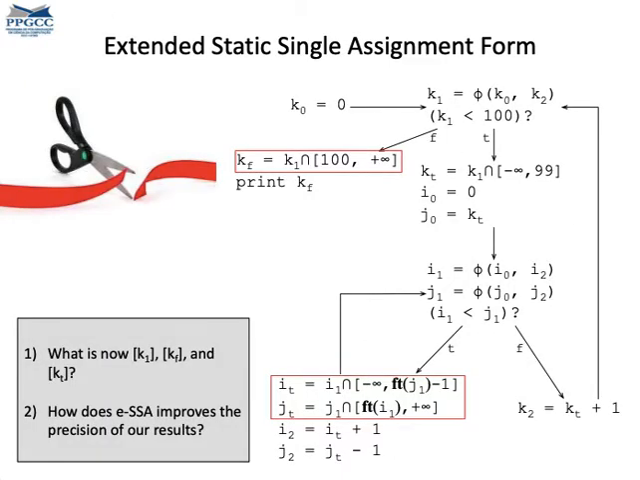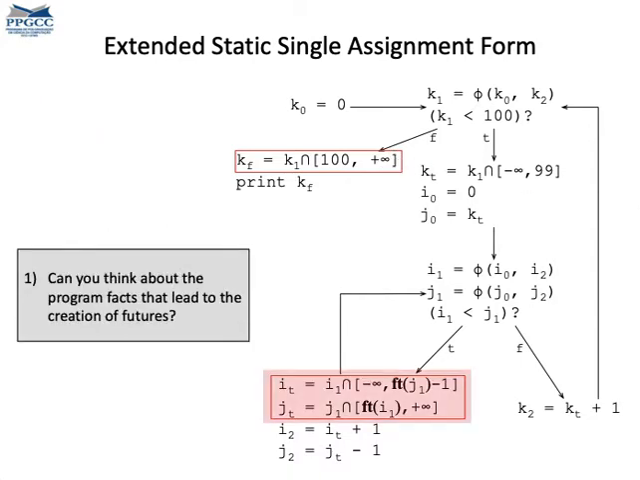Here's the new program, this time with variables split. Notice that we have many more variable names, and notice that we are using the intersections as a way to constrain ranges of variables. Intersections like here and here in the red boxes. For instance, the range of kf is the range of k1 after intersecting it with the interval 100 plus infinite.